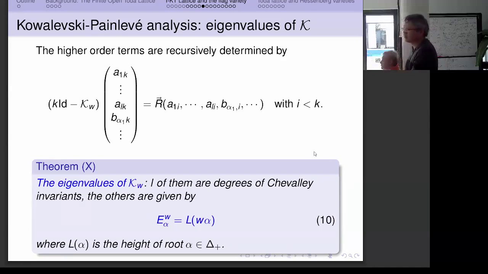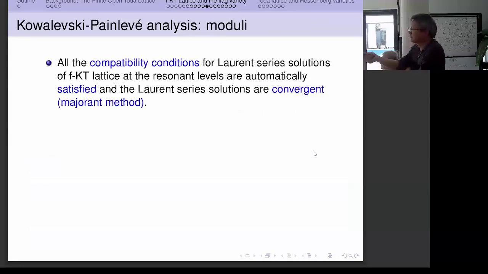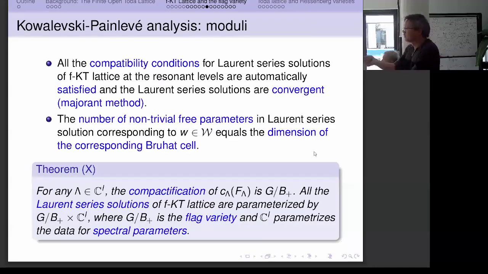This will give me an identification with these free parameters with this Bruhat cell, so the dimension matches. And I really have enough free parameters here, so the other systems are compatible, and their solutions are convergent. So then we count the number of non-trivial free parameters, and it's exactly the dimension of your Bruhat cell that we had before.